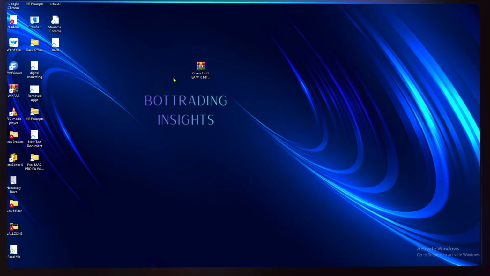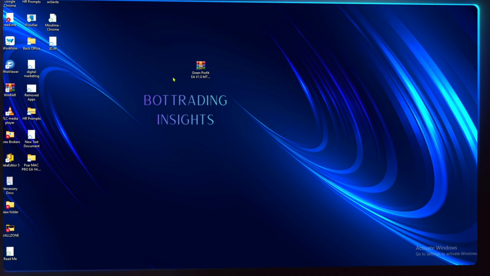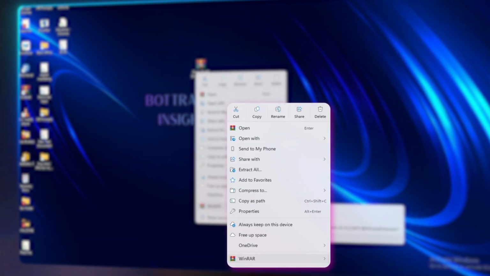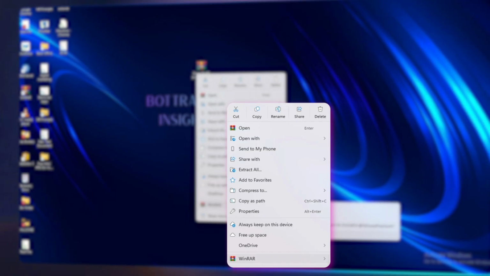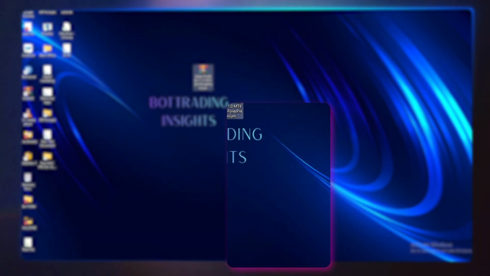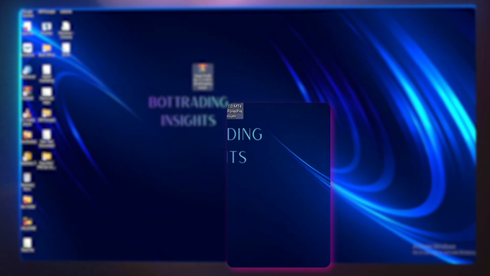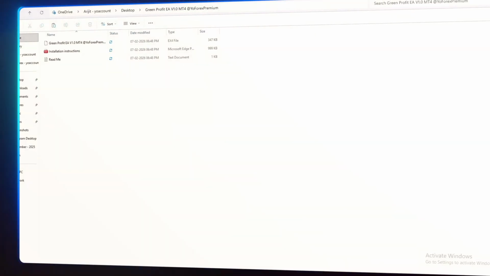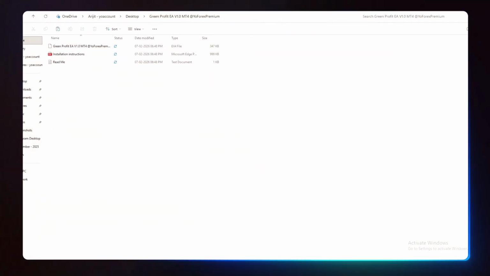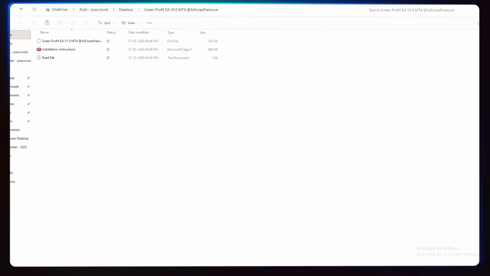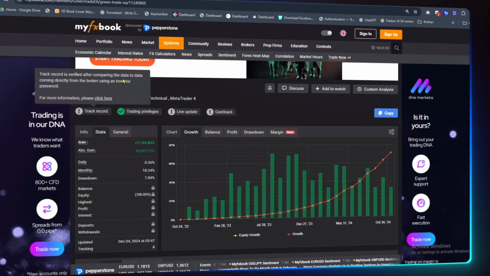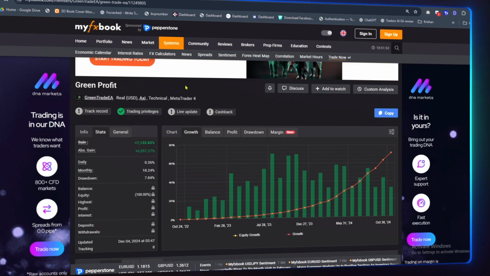After downloading the zip file of Green Profit EA, simply right-click on it and choose the extract option. I selected extract here, and inside you'll find the Green Profit EA EX4 file along with installation instructions and a README file. Alright, you copy the Green Profit EA file into your MT4 experts folder, refresh the terminal, and OK. Green Profit EA appears in the navigator panel ready to attach to your chart. Smooth process, no complications, very straightforward. Now, this is where things become interesting.